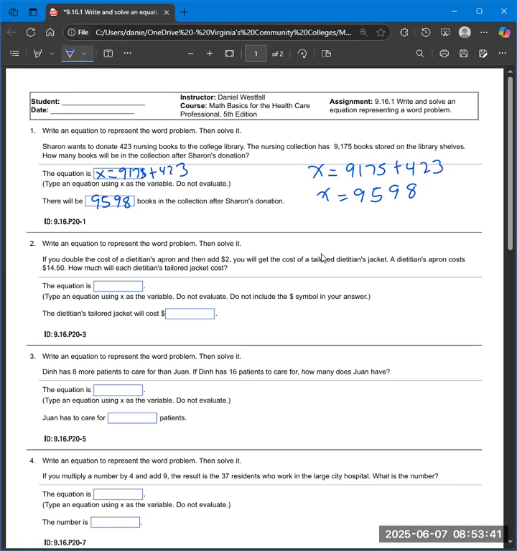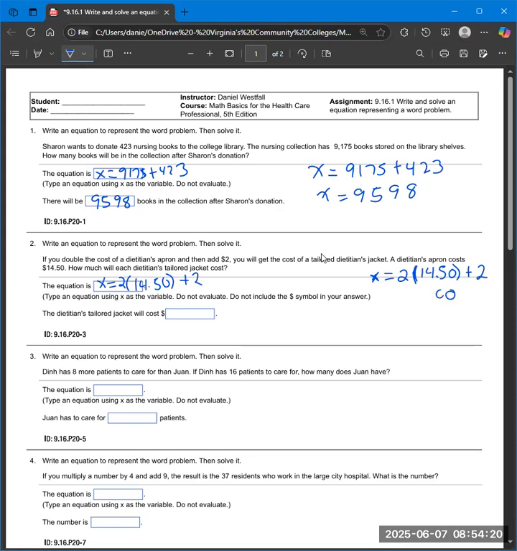So we want to know how much the jacket costs. That's X. It's 2 times the cost of the apron, which is $14.50. I'm going to use parentheses to represent that multiplication, plus an additional $2. So X equals 2 times 14.50 plus 2. Multiplication comes first.